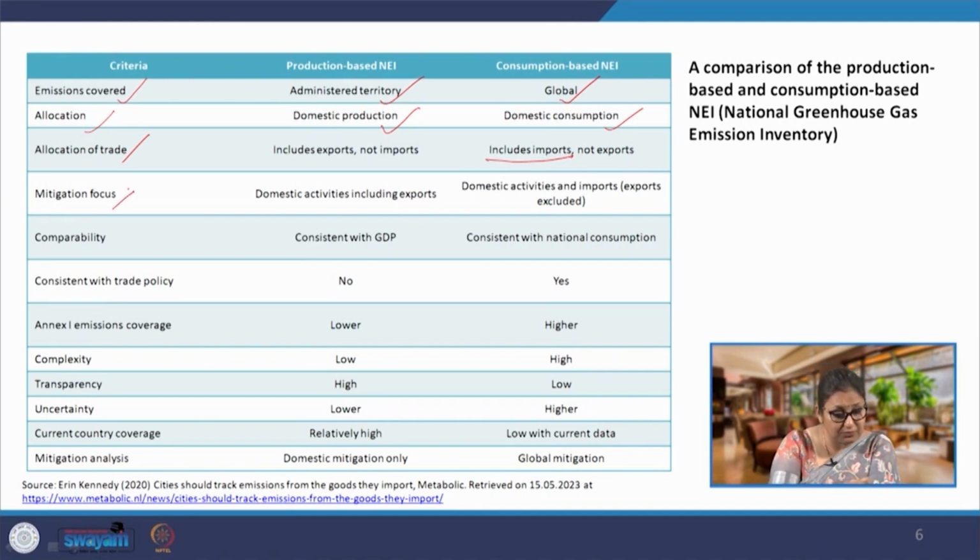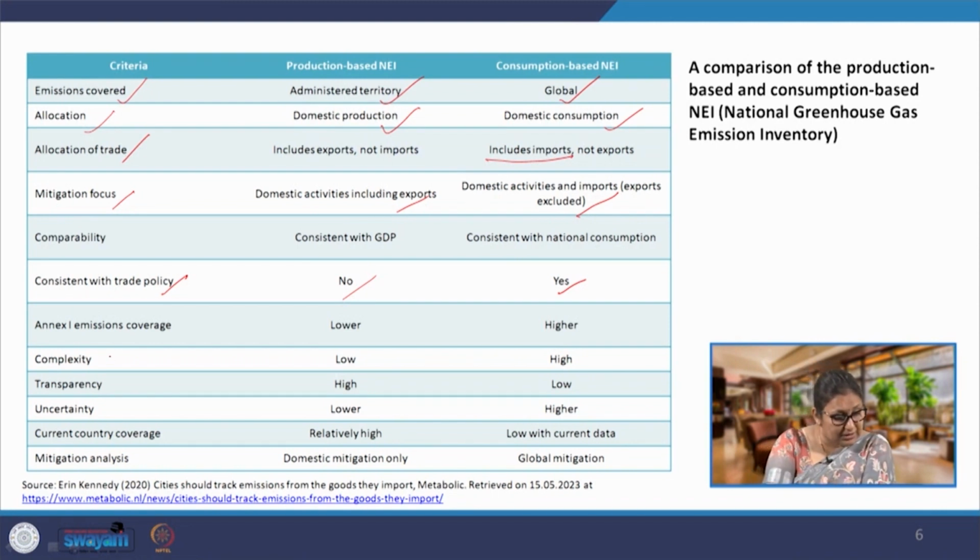If we look at the mitigation focus, for production based we will largely look at the domestic activities including exports, while for consumption based we will look at domestic activities which are resulting in emissions plus imports. Exports are excluded in this particular scenario. If we look at whether it is consistent with trade policy, for consumption based it is extremely relevant. What is the trade policy? And production based is not taking into account the trade policy, it does not require to.